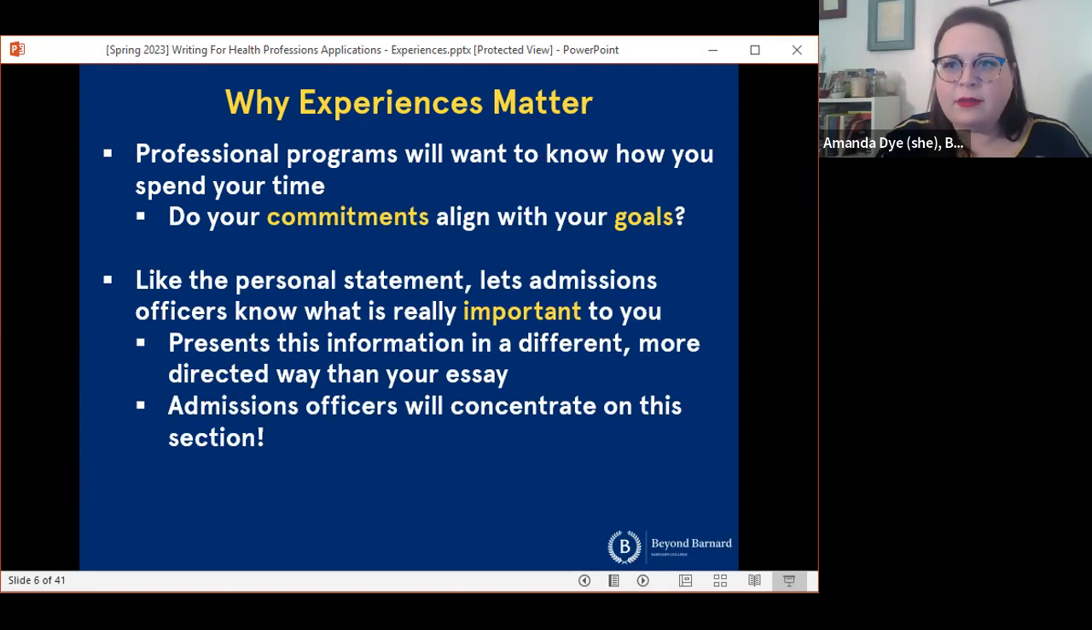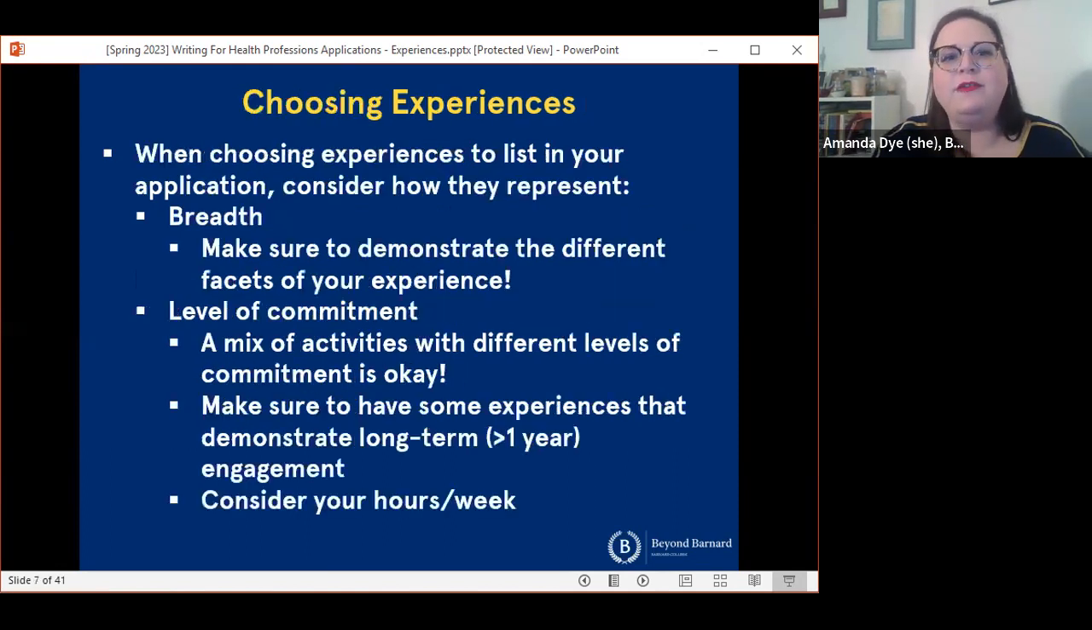It's not really the best use of that space to catalog your individual experiences and relate each of them to your professional goals, because the experiences section is there to do exactly that. And one thing that I always tell people is that admissions officers are going to concentrate on this section. When I was working in admissions, I spent the majority of my time in an application looking at the experiences section and really trying to understand how a person spent their time and really developed and followed their interests.